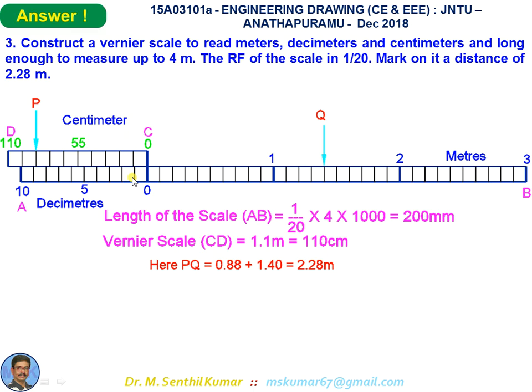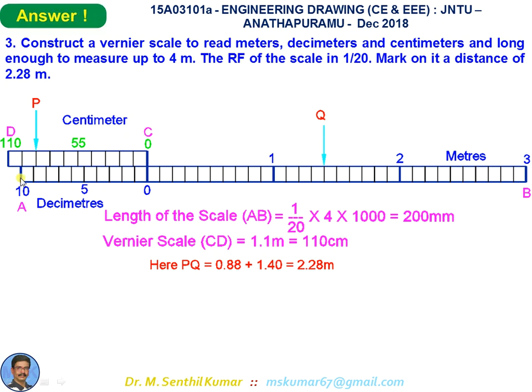After that, we will see the vernier part. On top of it, draw the vernier scale. The vernier scale CD has a length of 1.1 meter. If you convert this into centimeters, it will be 110 centimeters. You divide this 110 centimeter length CD into 10 equal parts. You have divided the main scale into 4 equal divisions.